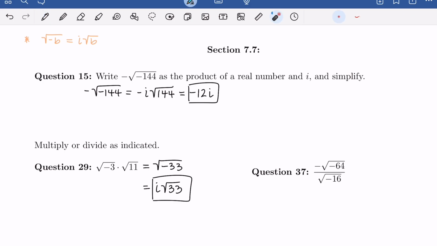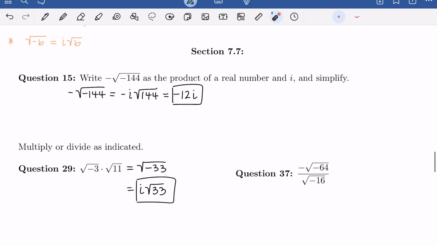All right, so let's look at 37. So in this case, we're going to be dividing these two radicals. So the first thing that we'll do in the numerator is we'll rewrite this guy with a positive real number and the product of a real number and i. So in the numerator here, we have this negative on the outside, and then we're going to rewrite this as i times the square root of 64. Doing the same thing in the denominator, we're going to have i times the square root of 16.